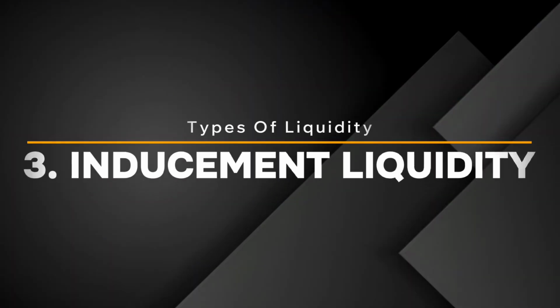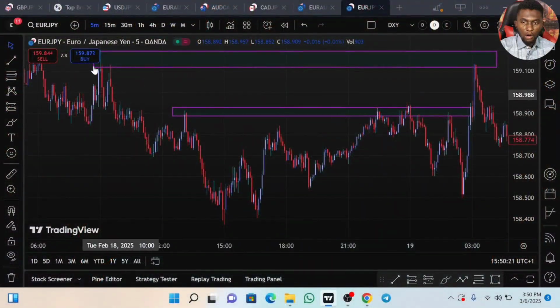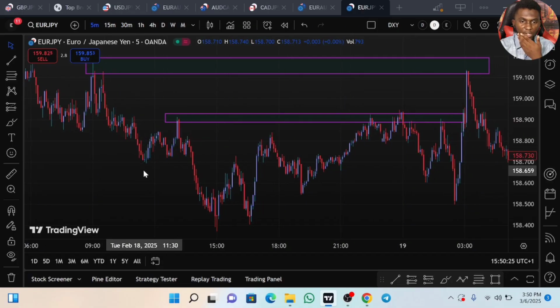All right, the next type of liquidity I have is inducement liquidity. Inducement liquidity is actually a fake signal that tricks traders into entering too early. For example, inducement liquidity could be a small higher low or lower high that gets taken out before market moves in the real direction. Let me show you an example of that on my screen. All right, can you see this? This is an example of inducement liquidity.